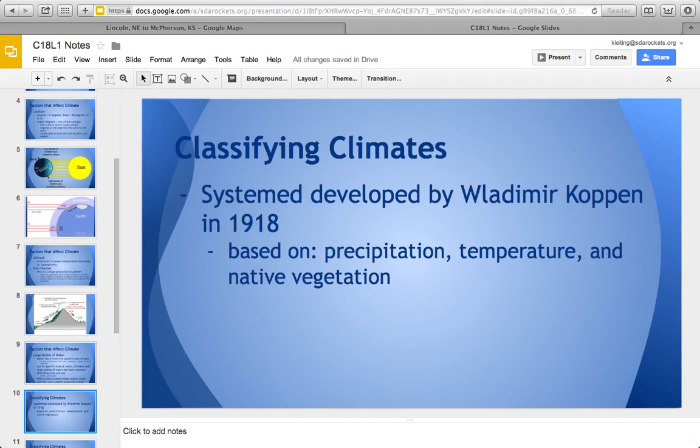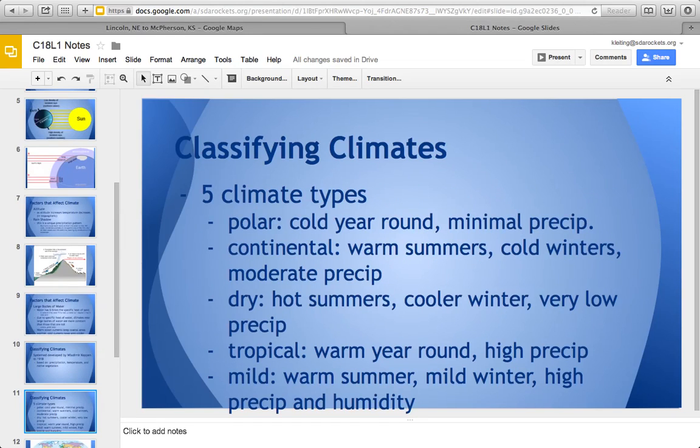Alright, so the system for classifying climates was developed by Vladimir Köppen in 1918. He based it on precipitation, temperature, and native vegetation. We're going to focus on 5 climate types. Within these types, there are subtypes that we're not going to spend a whole lot of time with. So polar climates are cold year-round and have minimal precipitation. Continental climates have warm summers and cold winters with moderate precipitation. That would be us.